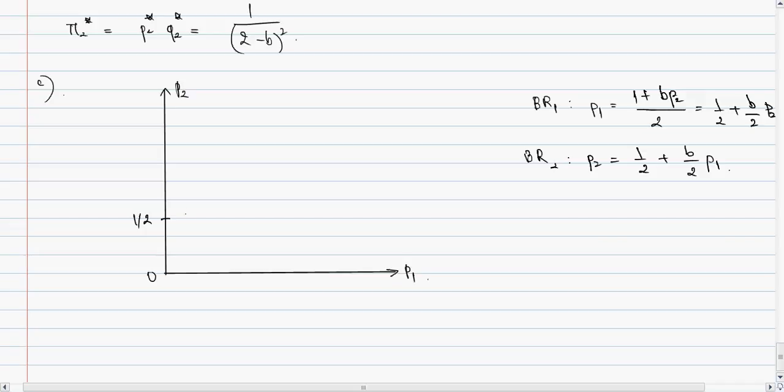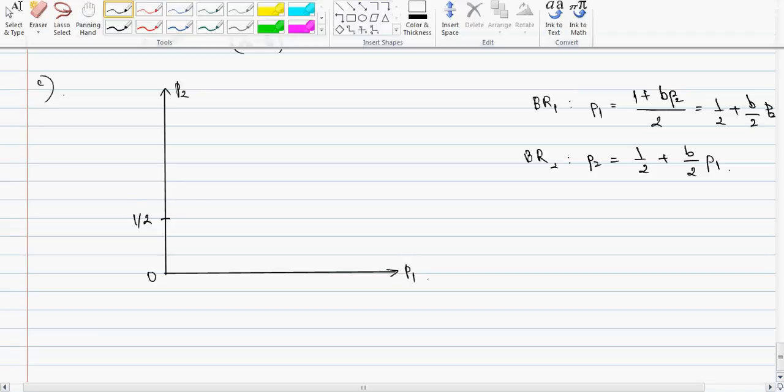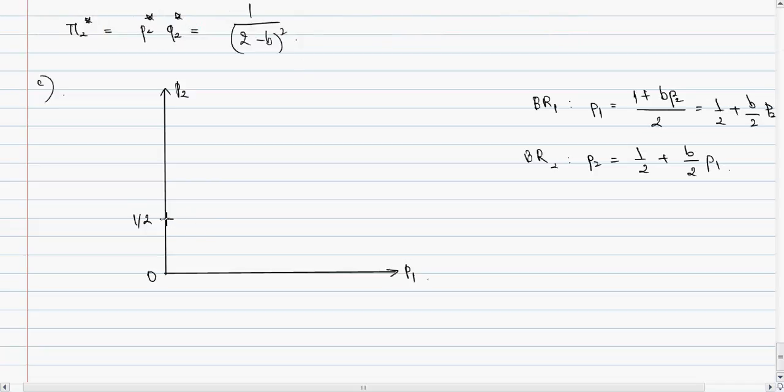So we know that it is an upward sloping curve because we have a positive slope, and I don't know the value of B, so I'll just draw a random line, which is basically a straight line going up like this. Okay, so this is the best response function for firm 2.